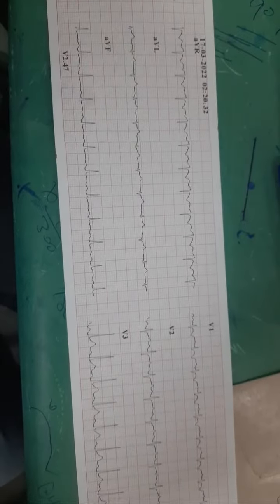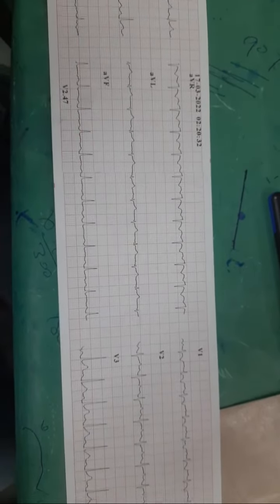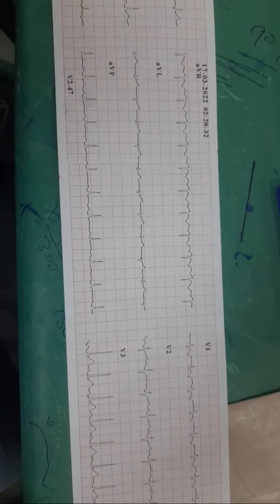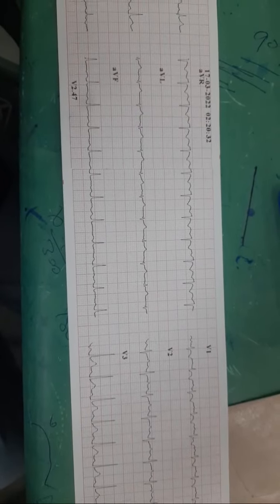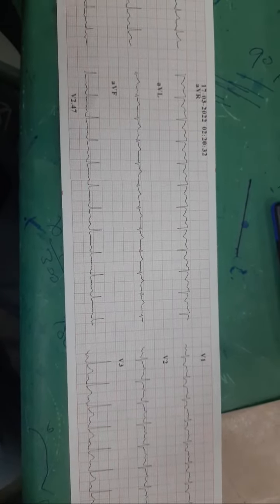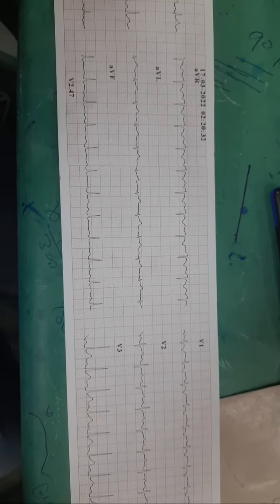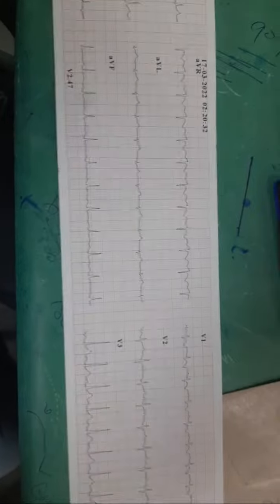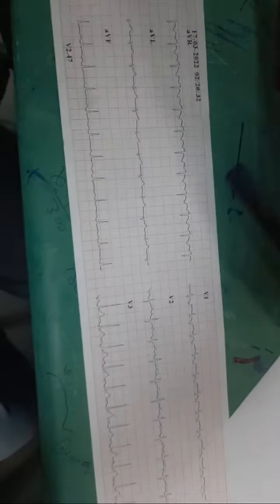A young lady, a 23-year female patient, presented with complaint of palpitation, abdominal pain, and shortness of breath. Abdominal pain was because of the mild splenomegaly, and shortness of breath and breathing difficulties because of palpitation. And what is palpitation? Palpitation is a feeling of increased heart rate.